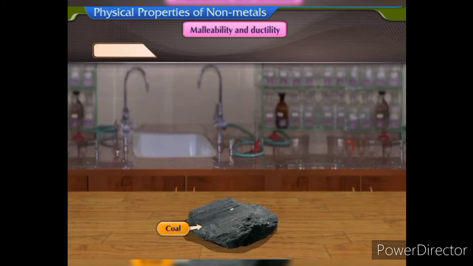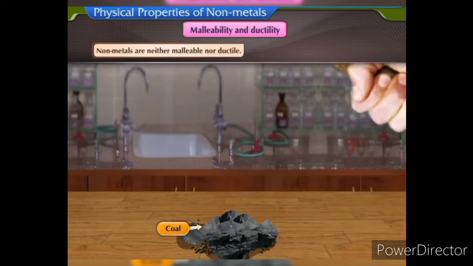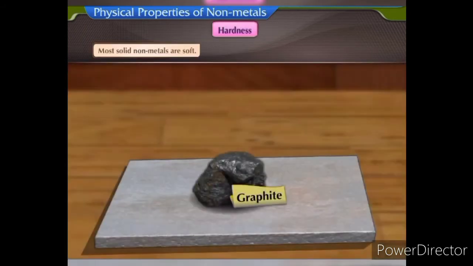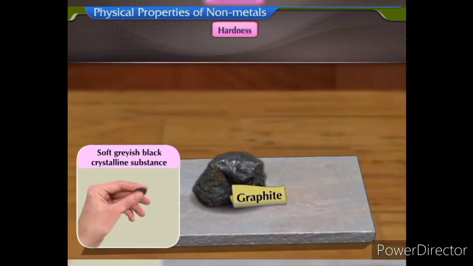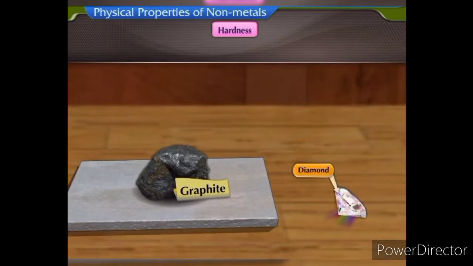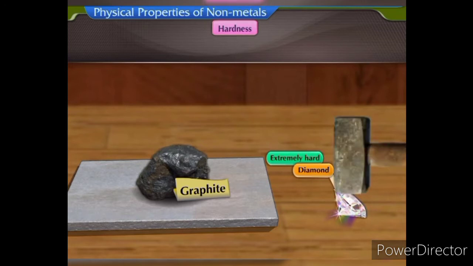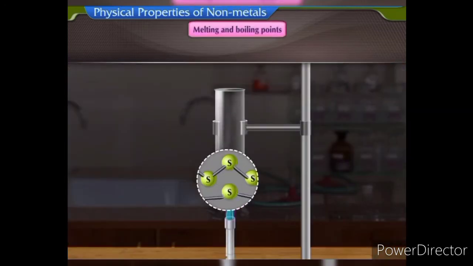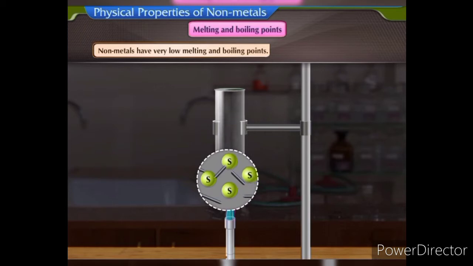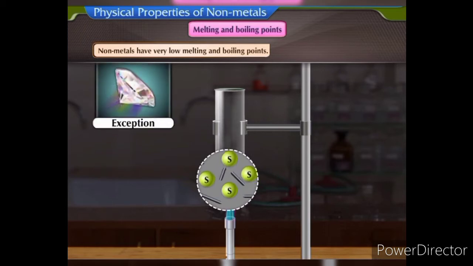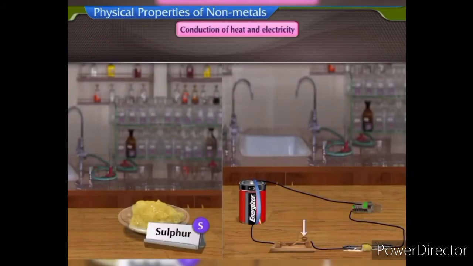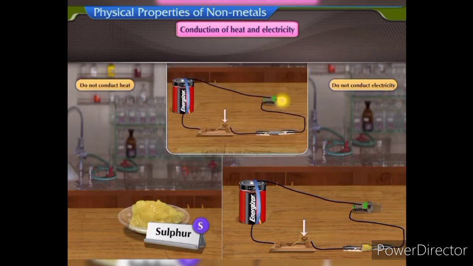Malleability and ductility. Non-metals are neither malleable nor ductile. Hardness. Most solid nonmetals are soft. Carbon in the form of diamond is an exception. It is extremely hard. Melting and boiling points. Nonmetals have very low melting and boiling points. Diamond is an exception. It has a high melting and boiling point. Conduction of heat and electricity. Nonmetals do not conduct heat and electricity. Graphite, an allotrope of carbon, is an exception. It can conduct electricity.